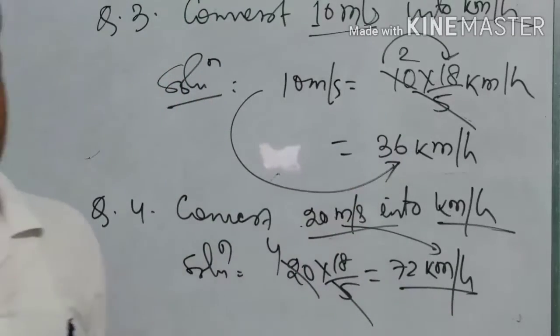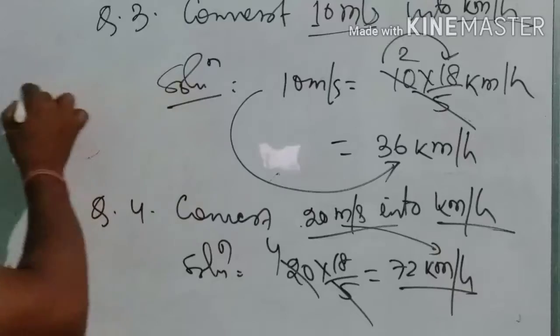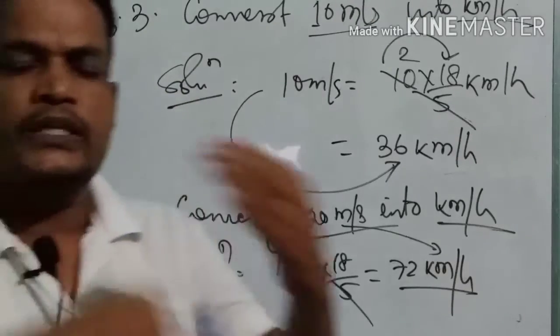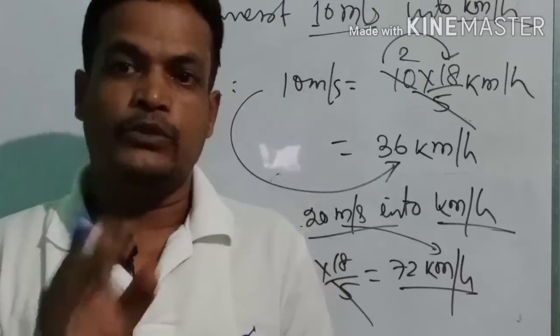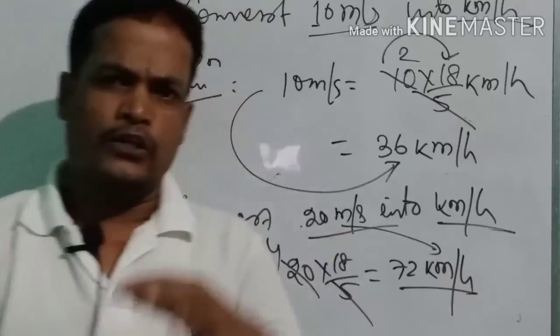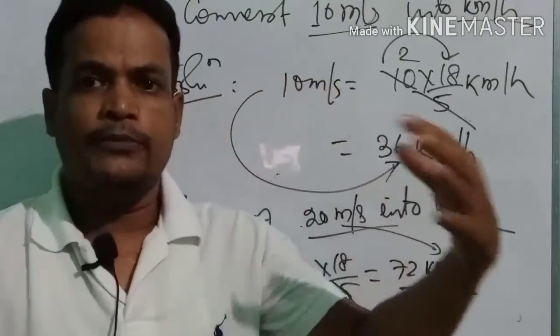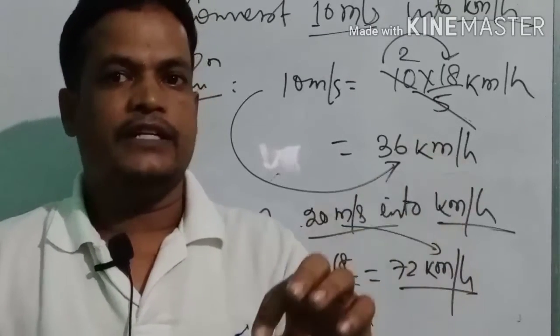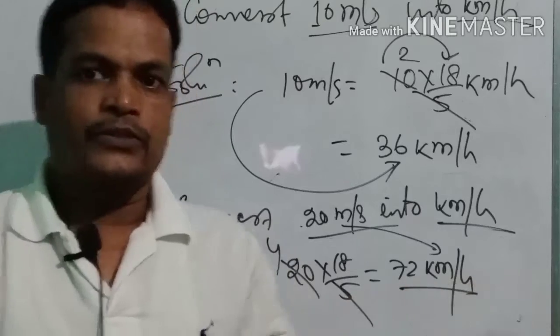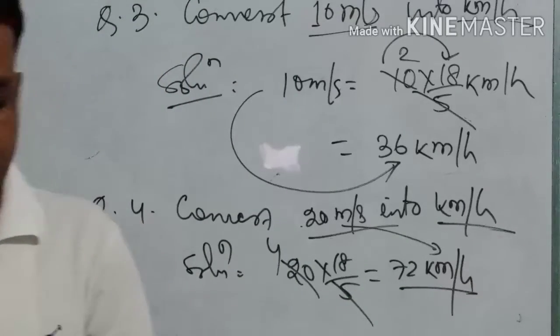So this is how to convert. When we are converting from meter per second to kilometer per hour, we multiply the given number by 18 by 5. Otherwise, if you have to convert kilometer per hour to meter per second, we have to multiply by 5 by 18, the reverse one. Okay, so let us see some more formulas.